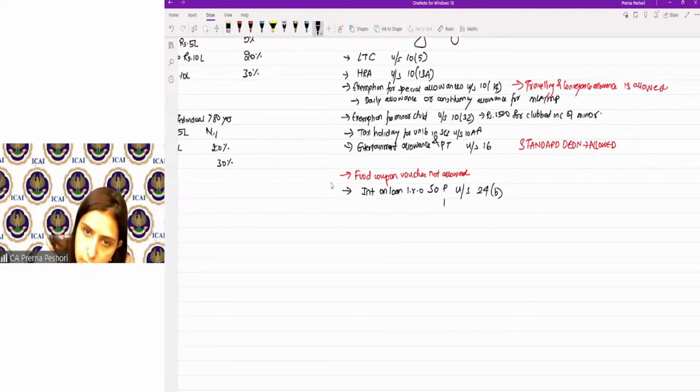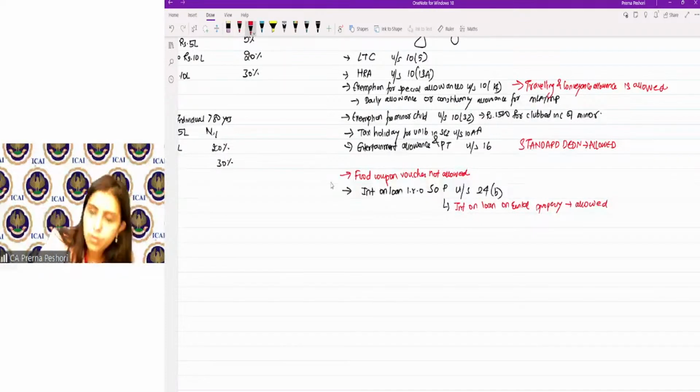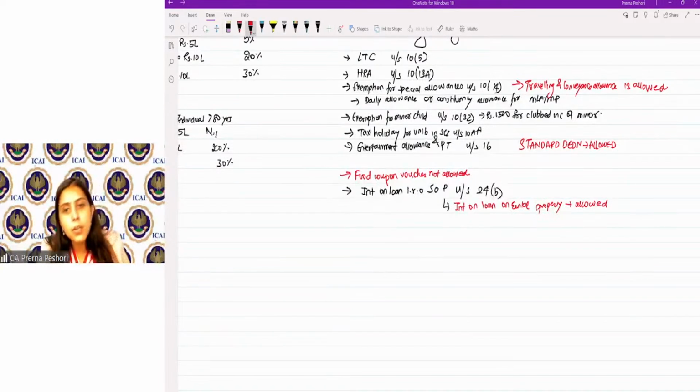But in respect of interest on loan on rental property is allowed. So for self-occupied, you cannot claim, but if it's a rental property, it will be allowed. Fine.